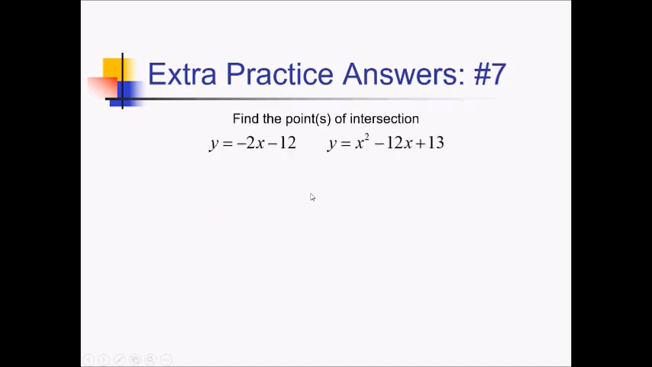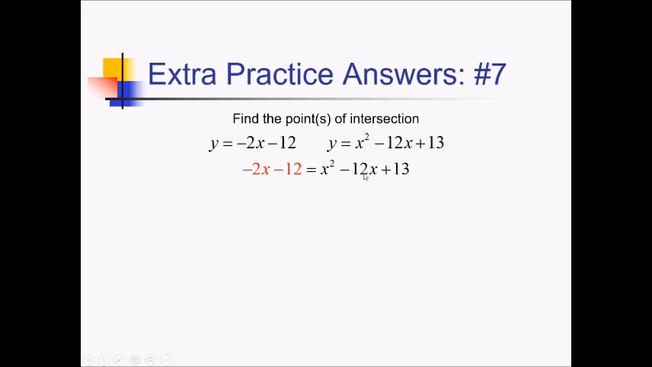To solve this system of equations, I'm going to begin, since y equals this negative 2x minus 12, by substituting this expression for the y in the other equation. So I can write negative 2x minus 12 equals x squared minus 12x plus 13. And now we only have x's in this equation and can solve for x.